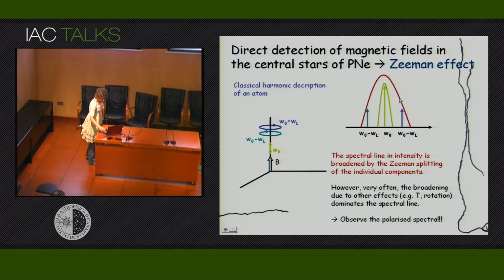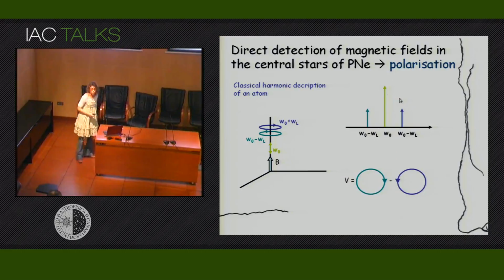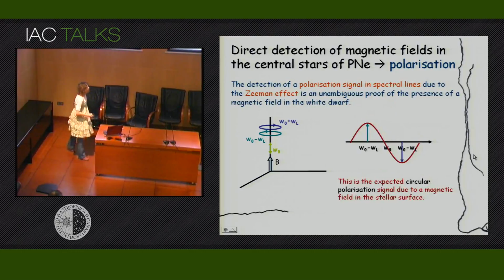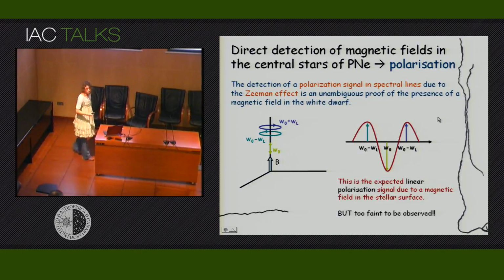This is the definition of the circular polarization, the Stokes-V profile, which is nothing but the difference between the two circularly polarized oscillators. And of course, if there is no magnetic field, there is no Stokes-V profile. But if there is a magnetic field, there is a profile like this one, an antisymmetric profile. So if we find these kinds of profiles in Stokes-V spectra, we are sure that there is a magnetic field in there. We can also measure linear polarization, which has symmetric profiles like this one, but this is too faint to be observed, and we focus on the observation of circular polarization.